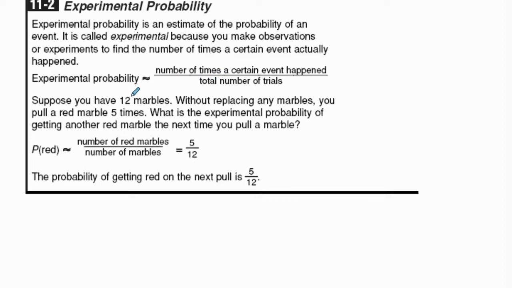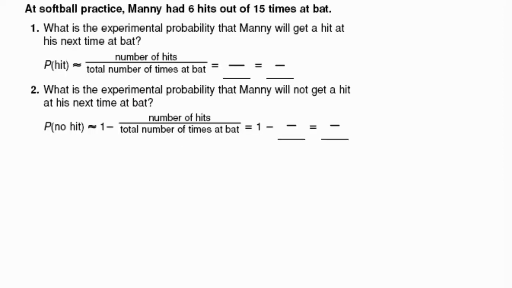Suppose you have 12 marbles. Without replacing any marbles, you pull a red 5 times. And then what is the experimental probability of getting a red marble the next time you pull? So we had 5 red marbles out of the 12 marbles. So probability of getting a red is going to be 5 out of 12. All right, so let's go ahead and take a look at some problems here.